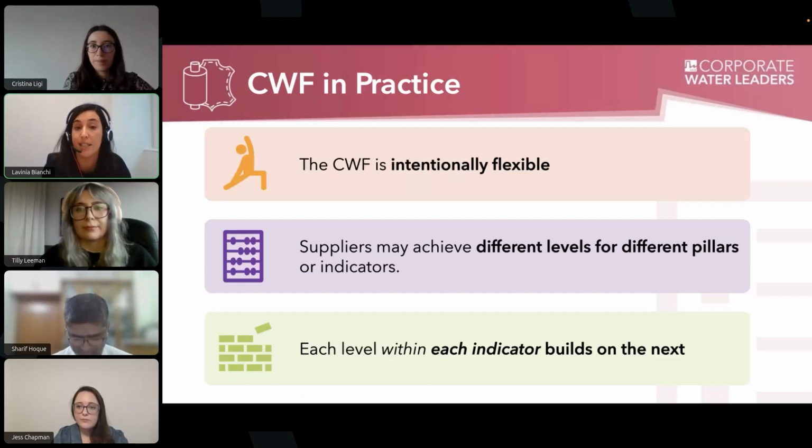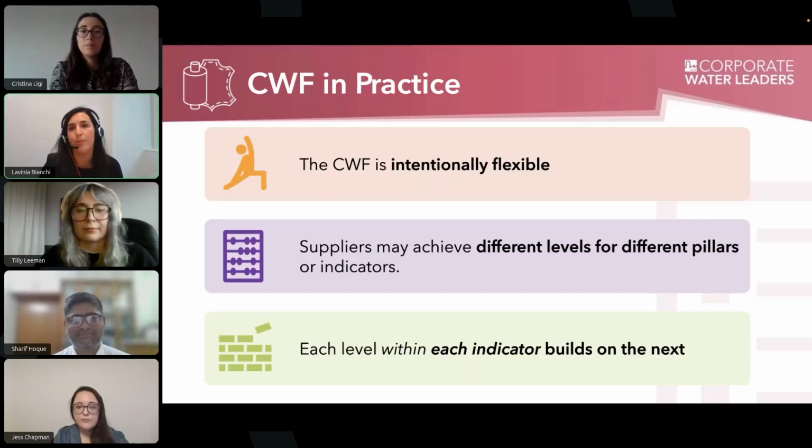It's important to say that suppliers may achieve different levels for each different pillar or indicator. Not everyone may be at a progressive level. Some may be at foundational level for what concerns the actions. Some of them may be at aspirational level. So this is how the flexibility is built in, so that in the implementation phase, we understand the status of our supply chain. And finally, I would like to add that each level in each KPI builds onto the past ones, so that the first level really builds onto the foundation of what we agreed were the basis for building a very solid and thorough water stewardship and management supply chain in our sector.